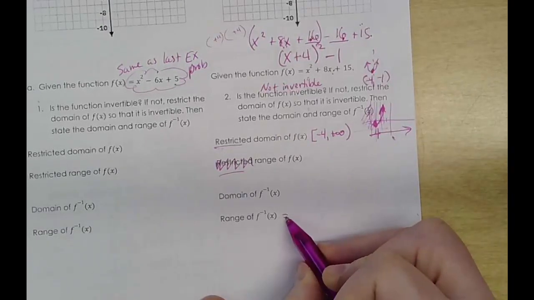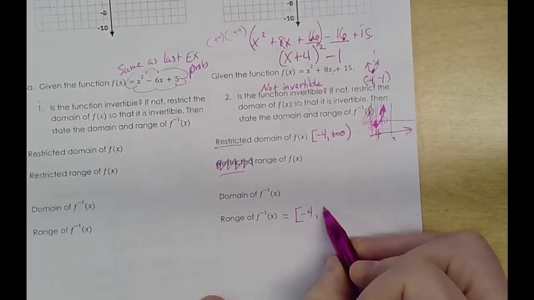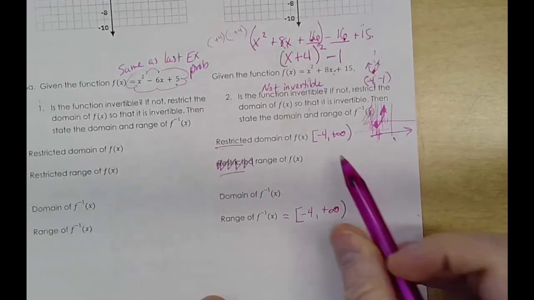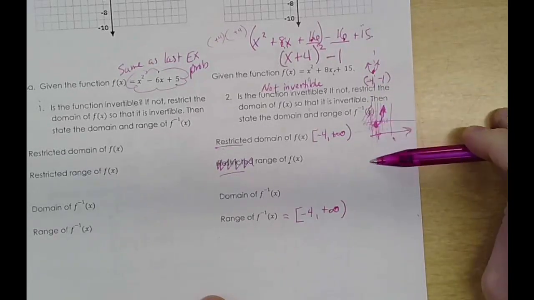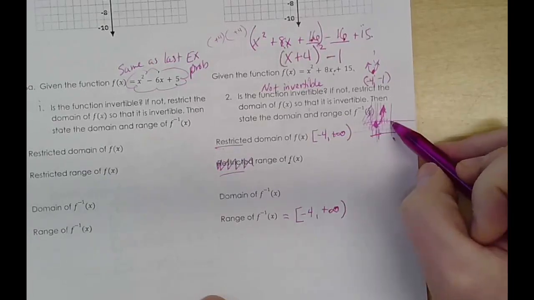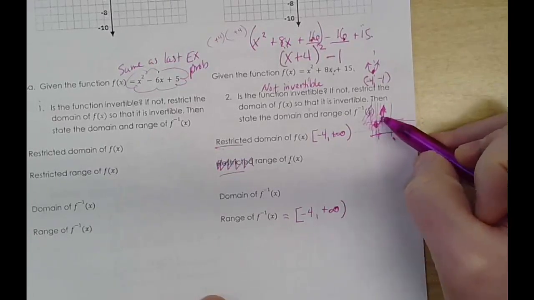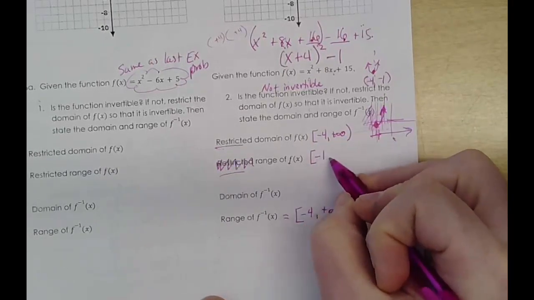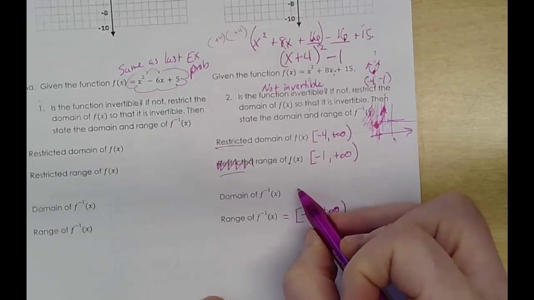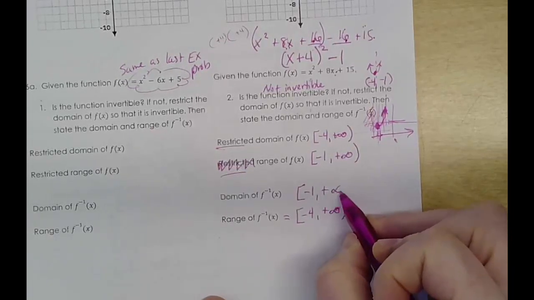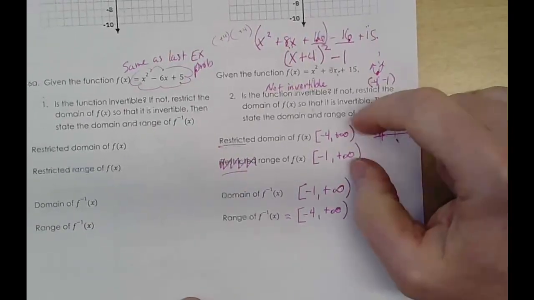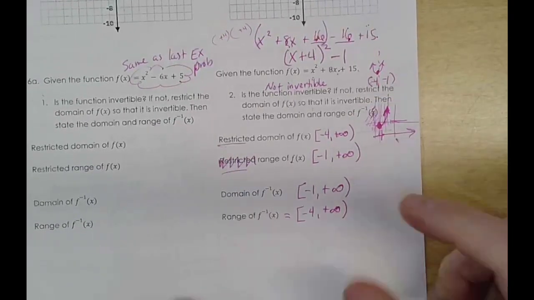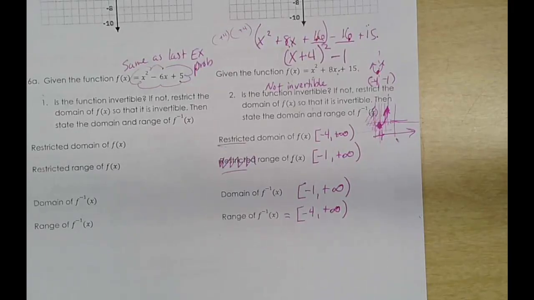That'll end up being the range when I do my inverse. What's the range of this original graph? Well, the lowest is negative 1. Just below the x-axis, negative 1, and then going up. And that'll become the domain when I do my inverse problem. Then state the domain of the new one. It's by finding the domain and range that you help find the domain and range of the inverse that you're going to have.